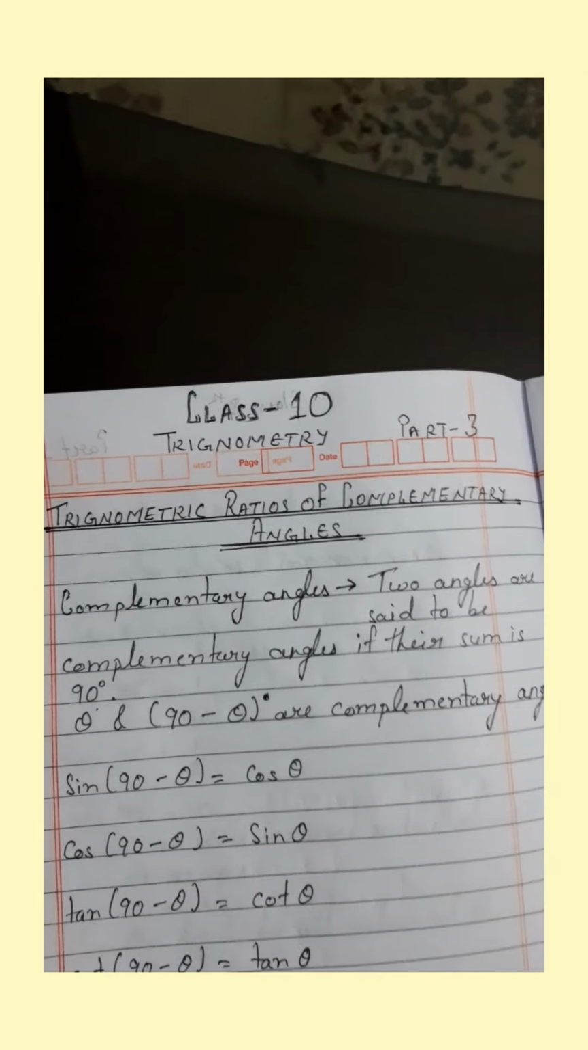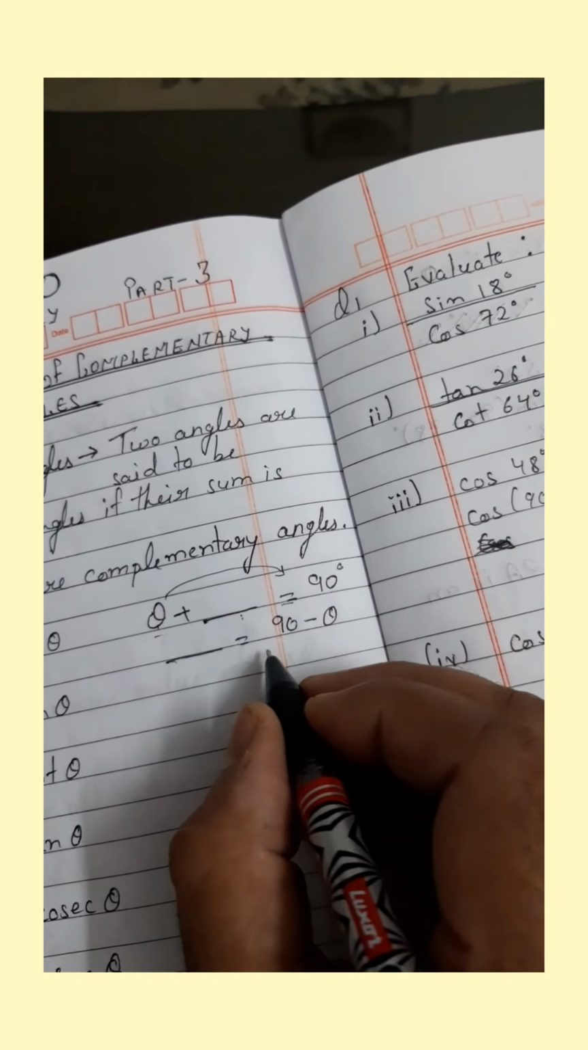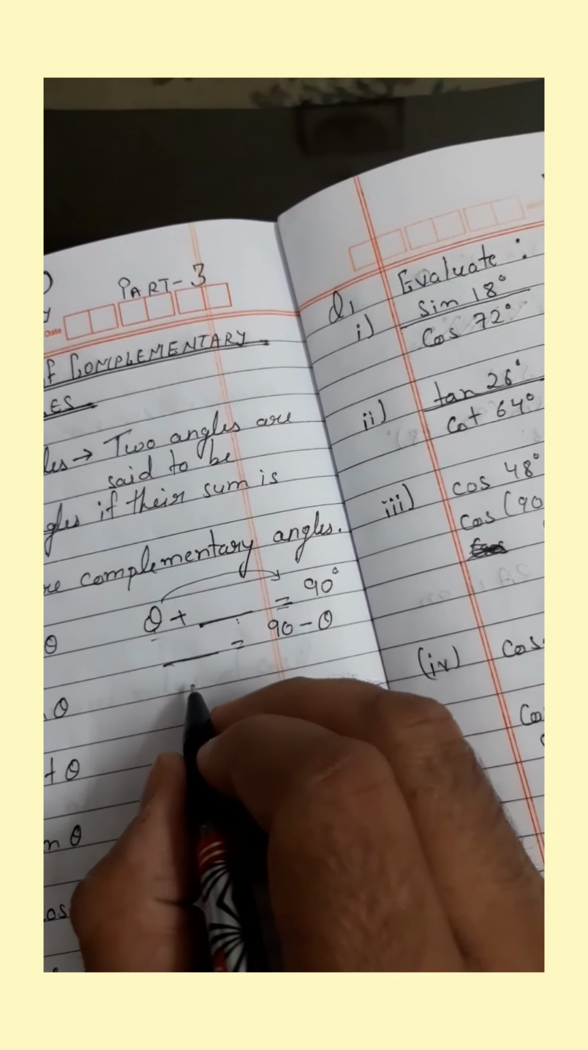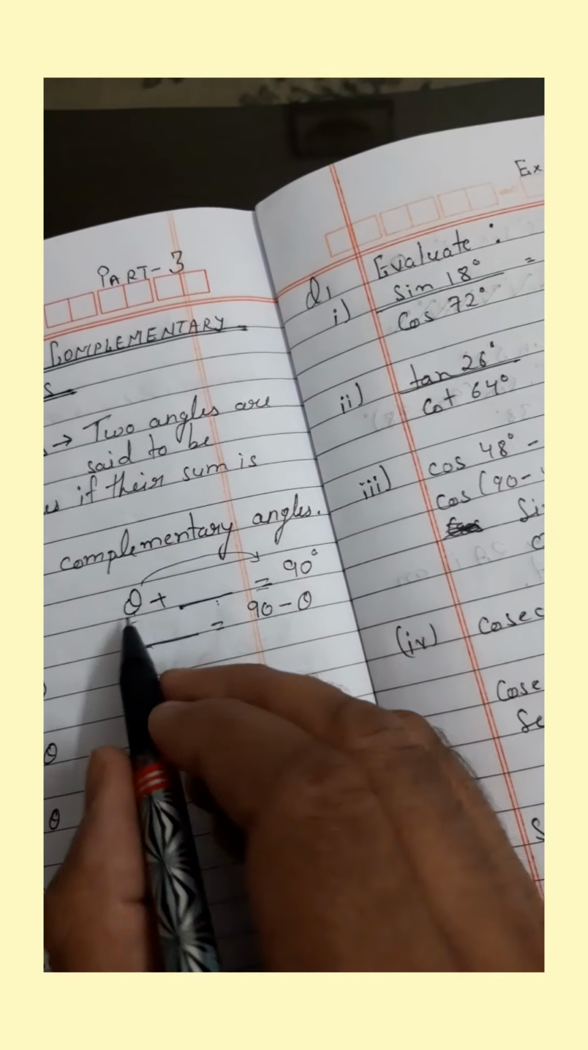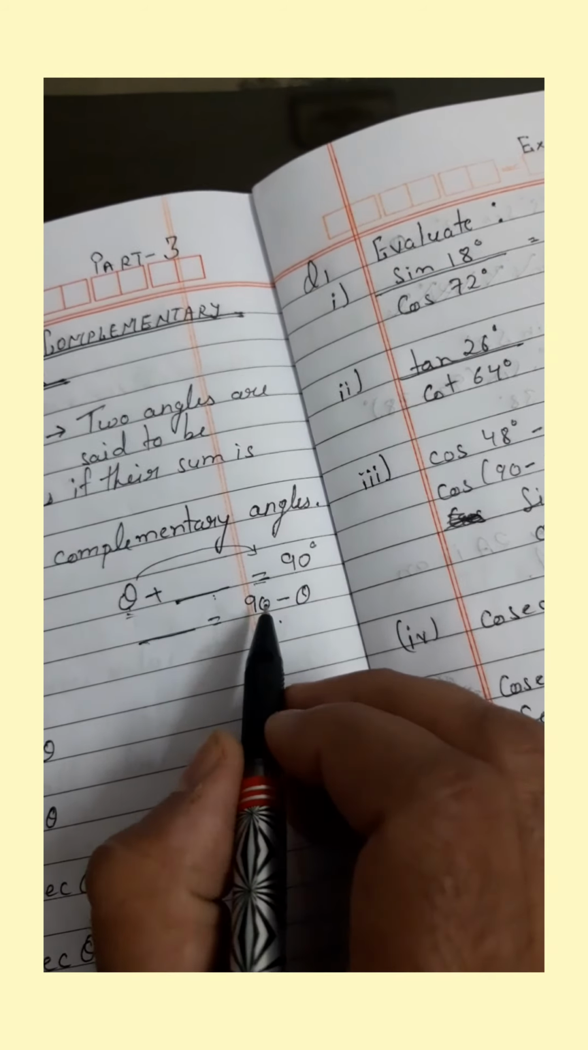This is the definition. So if the first angle is theta, how can we find the second angle? For finding the second angle, we have to transfer theta to the other side of the equal sign. Here it is in plus. When we change its side, it will go in minus, and then we can say that the second angle is 90 minus theta. The second angle means the complement of the first angle, right? So theta and 90 minus theta are complementary angles.